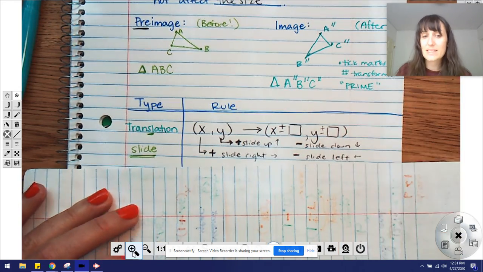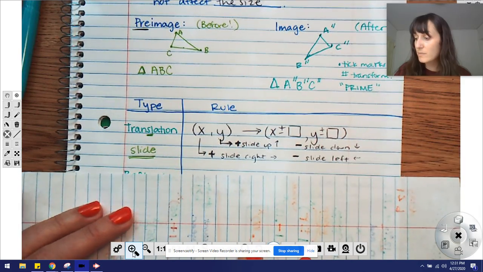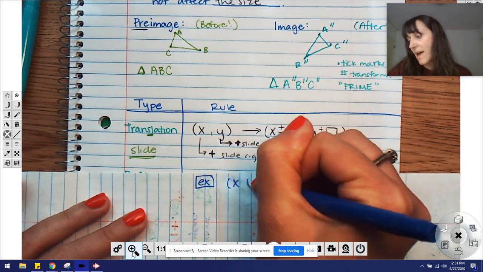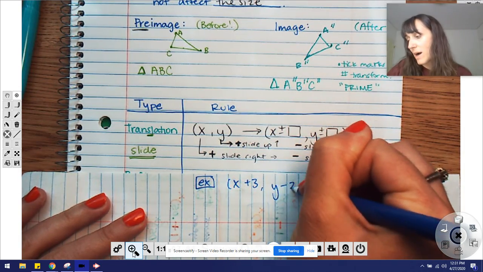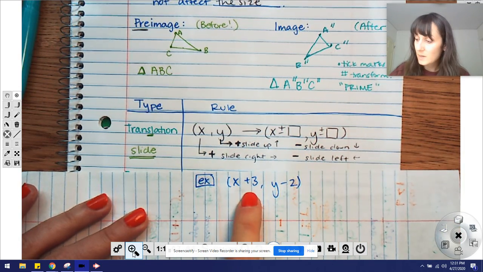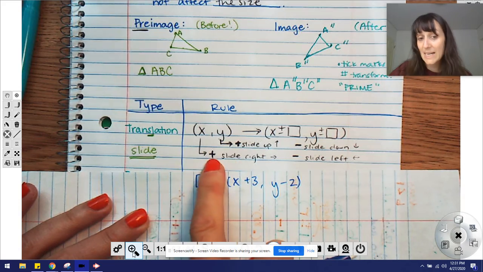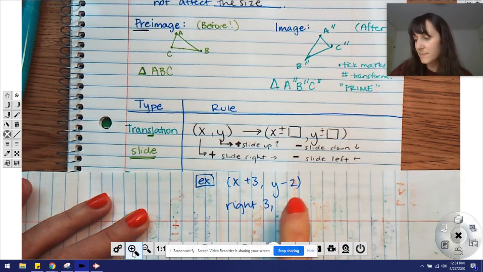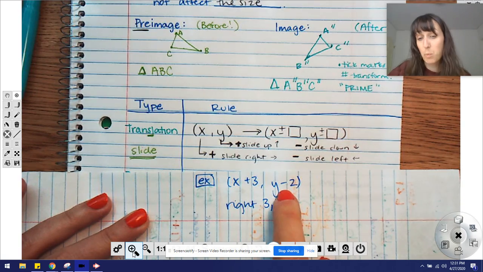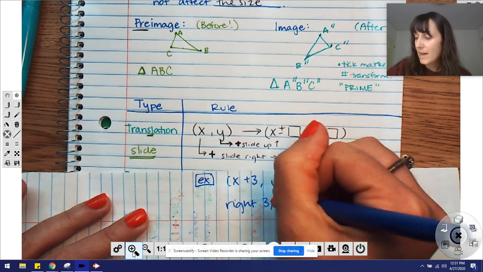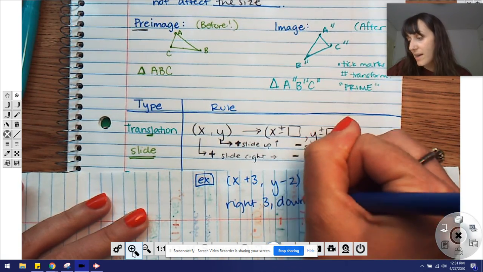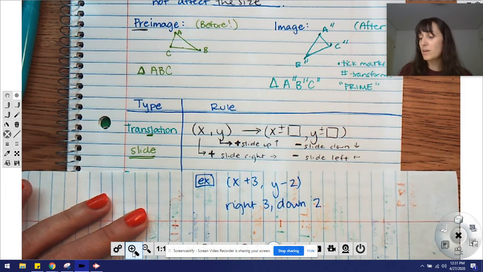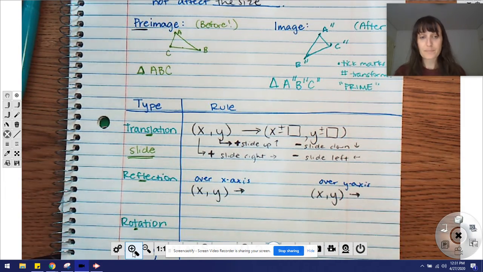So for example, you don't need to write this example down, but if you would like to, you can. If we were given x plus 3, y minus 2, well, this would mean, since I'm adding to x, I go right 3, and this says take y minus 2, I would go right 3 and down 2. So that's our summary of translation.